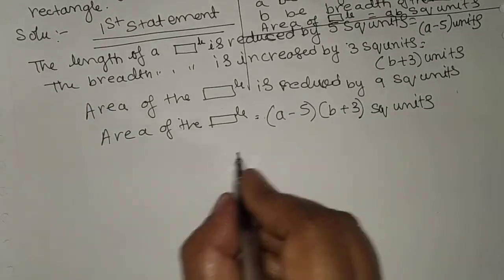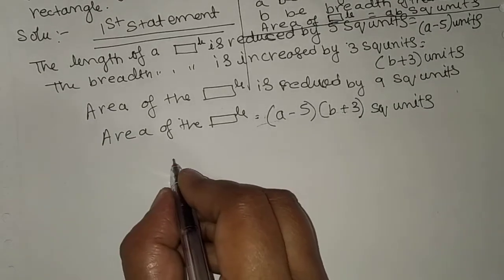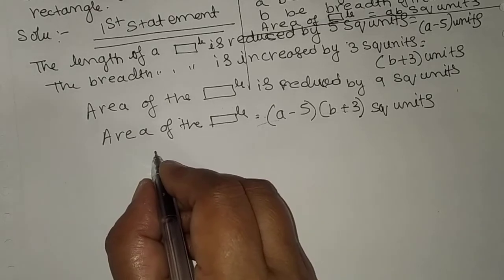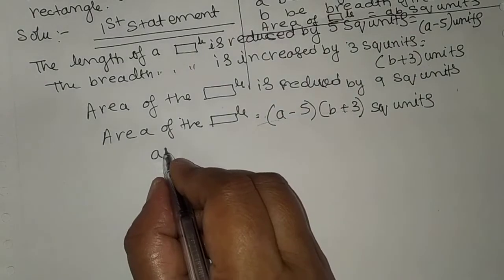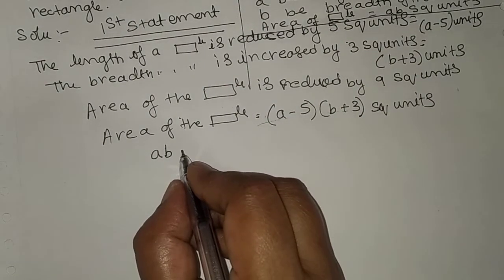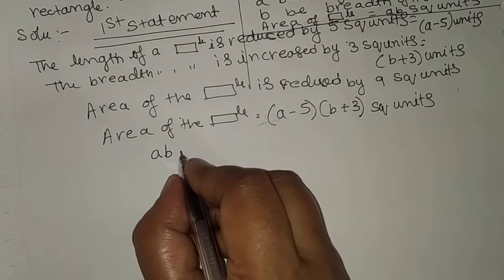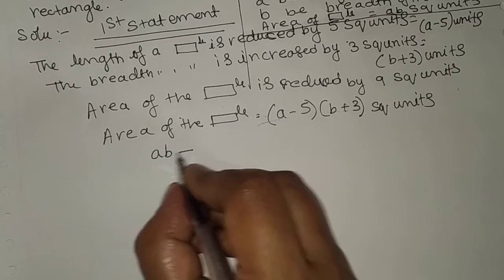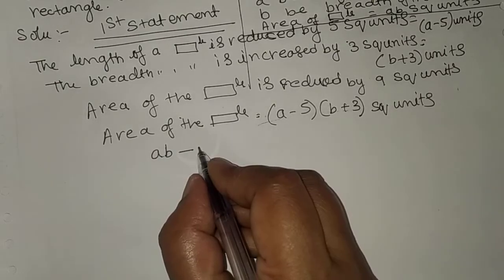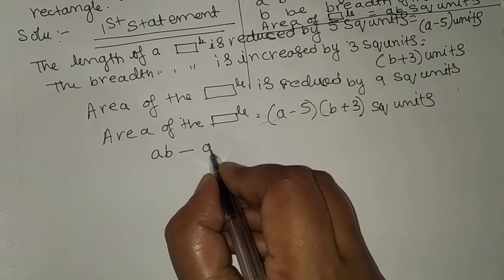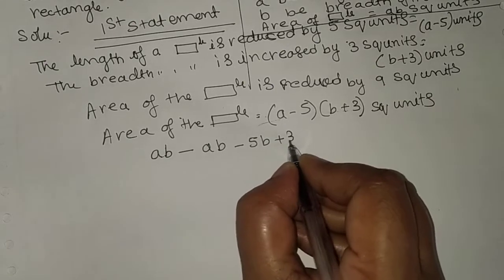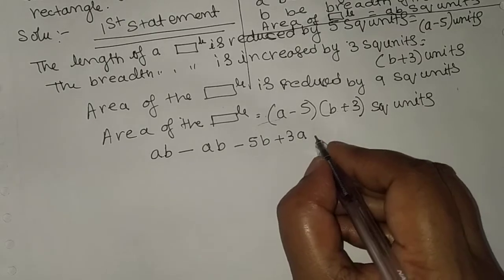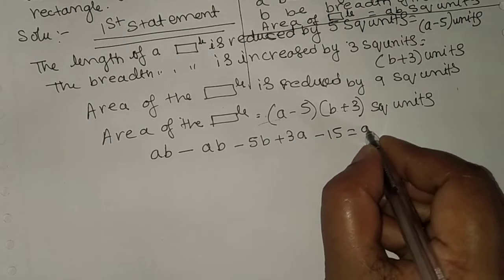So what happens, we have to simplify this. After simplifying, since the area is reduced by 9 units, we must write AB minus the new area. Simplifying, we get AB minus 5B plus 3A minus 15 is equal to, how much?